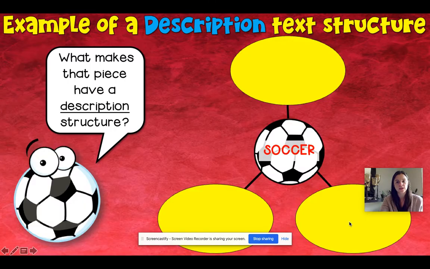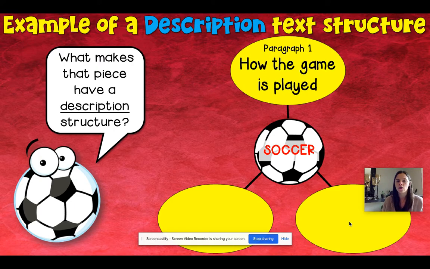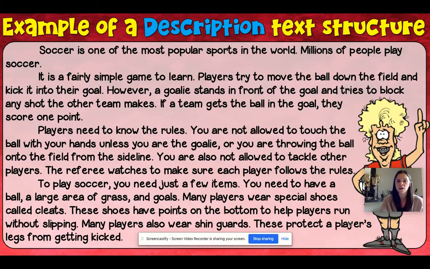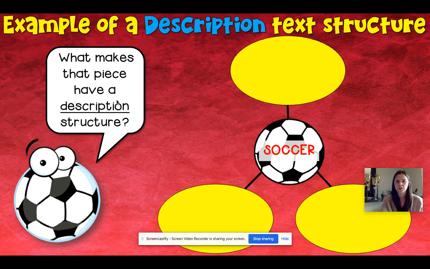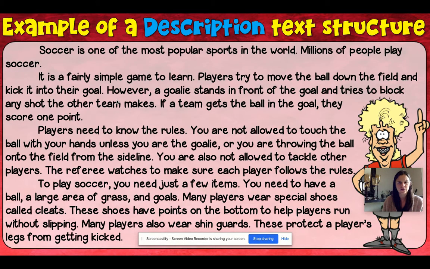Okay, I hope you paused it. So now, if you didn't pause it, go back, pause it. We're going to talk about what makes that piece have a description structure, right? We know that the topic was soccer. We discussed that when I first looked at it. And then we know that paragraph 1 was all about how the game is played. So that would be a detail of soccer, describing soccer. Okay, paragraph 2. What is paragraph 2 about? Pause the video.